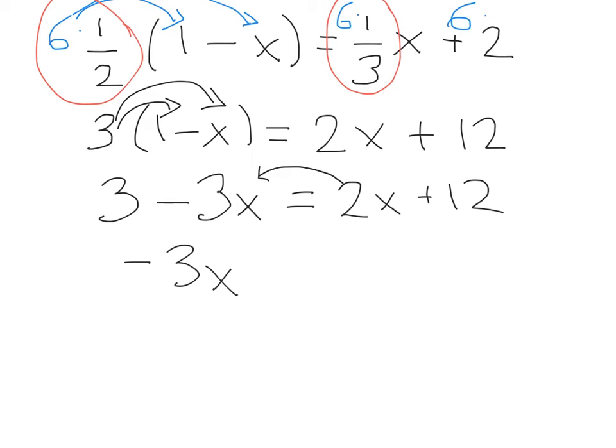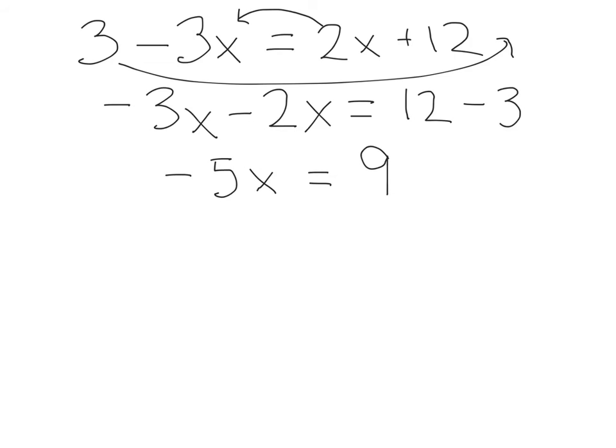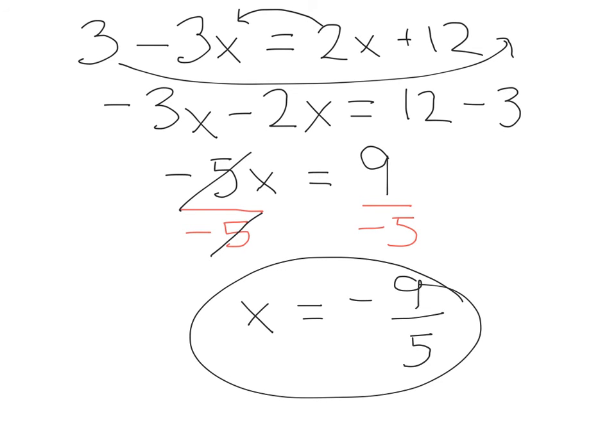Now collecting like terms, I'll have a minus 3x on this side. Moving that term over, that positive 2x becomes a negative 2x. On the right side, we have 12. Moving that 3 over, it'll become a negative 3, which leaves us with minus 5x equals 12 minus 3 makes 9. For the last step, we just divide through by what's in front of our x, leaving us with just x on the left side and the fraction 9 over minus 5, which can also be written as minus 9 over 5, as our final answer.